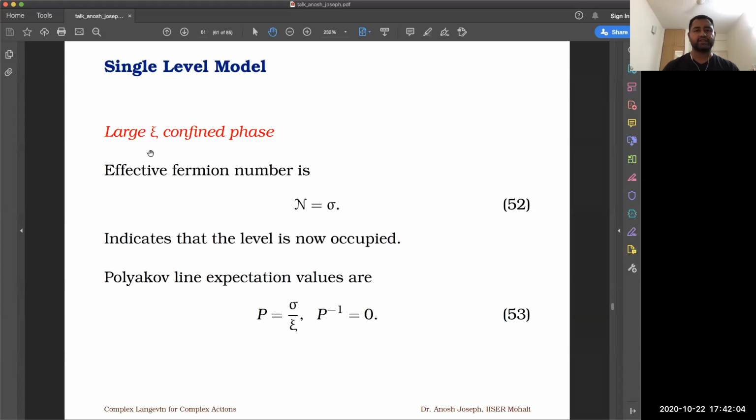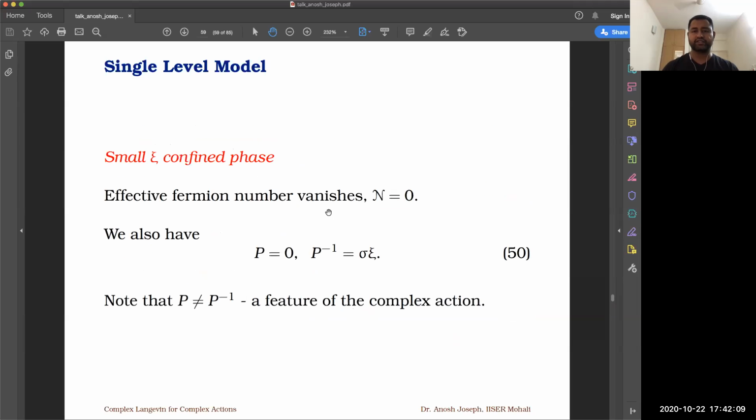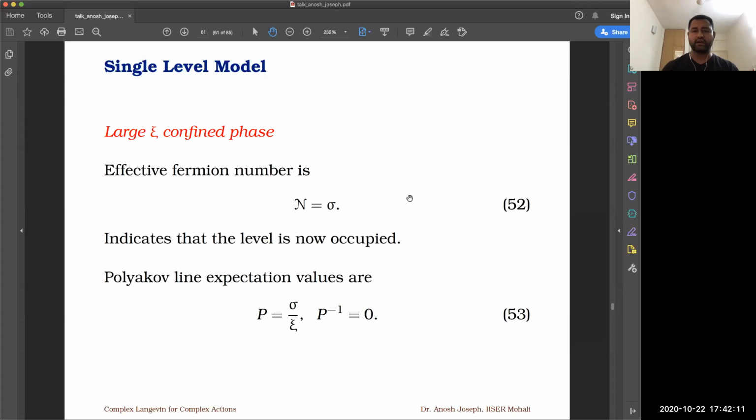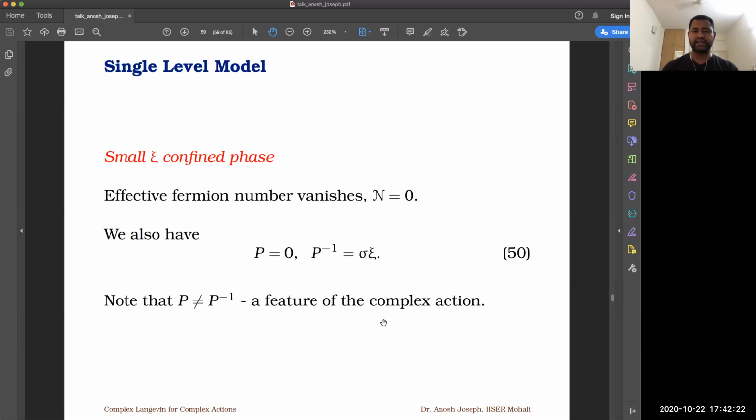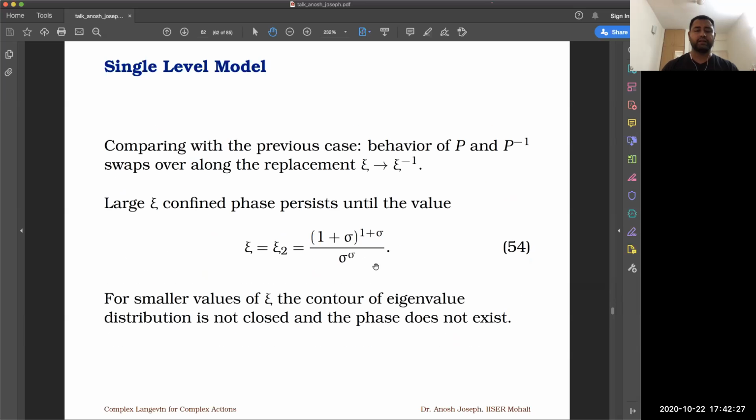Then we can look at the large psi. Again, the fermion number is not 0, it is sigma. For the small psi, it was 0. Now it became sigma, not 0. That means the level is now occupied. And the Polyakov line expectation value P has this value, and P inverse is 0 now. In the previous case, we had P equal to 0 and P inverse equal to this. So the behavior of P and P inverse swaps under the replacement psi going to minus 1 over psi.